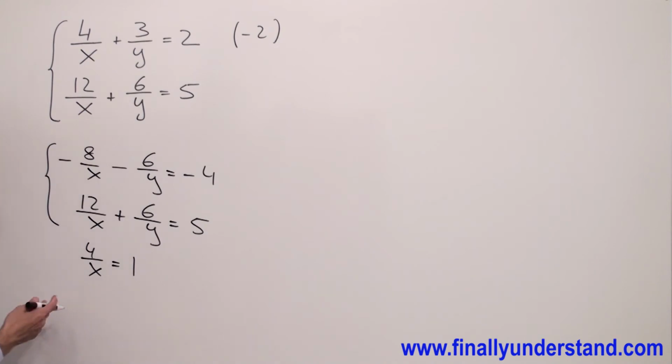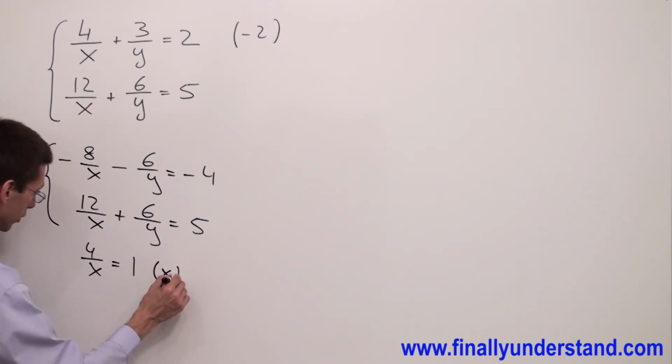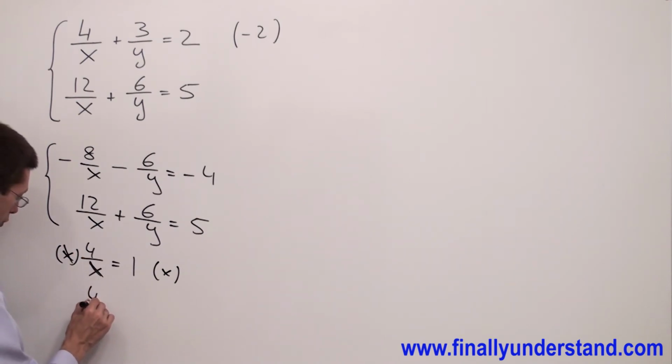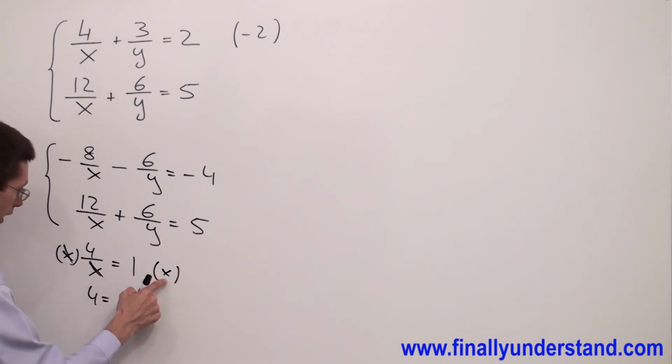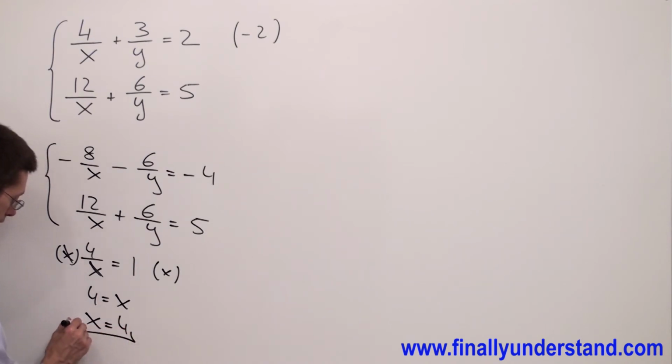Next, I'm supposed to just apply algebra to find the value of x. In order to find x, I have to eliminate the fraction. How can I eliminate the fraction? Always multiply by the denominator both sides of the equation. x and x will cancel out. And I have 4 is equal to 1 times x, which is x. So x is equal to 4. I found the value of x.